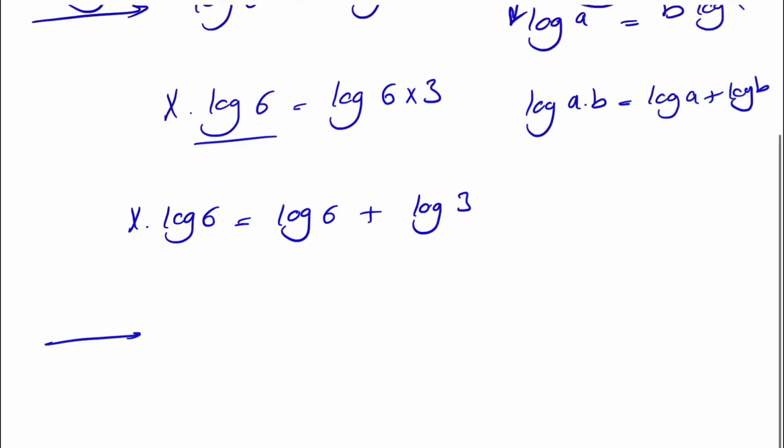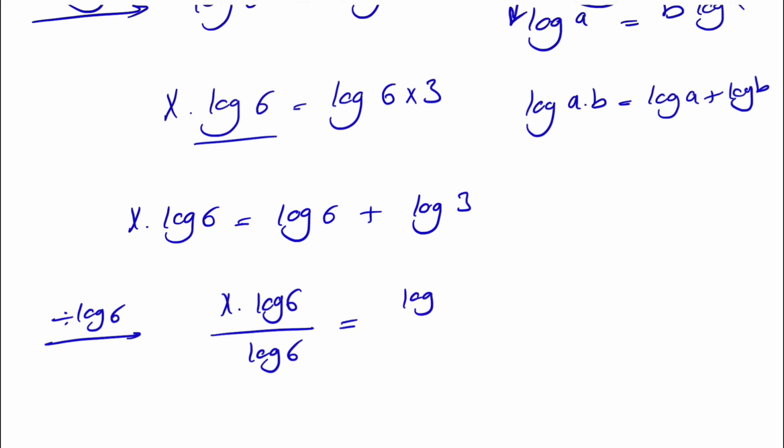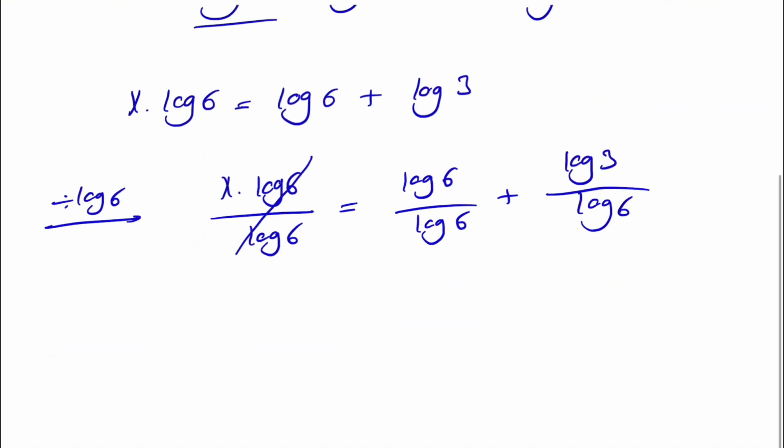Now if we divide this equation by log of 6, on the left side of the equation we have x times log of 6 over log of 6, which is equal to log of 6 divided by log of 6 plus log of 3 over log of 6. So we can cancel out the log of 6 on each side of the equation. We'll have x is equal to 1 plus log of 3 over log of 6.